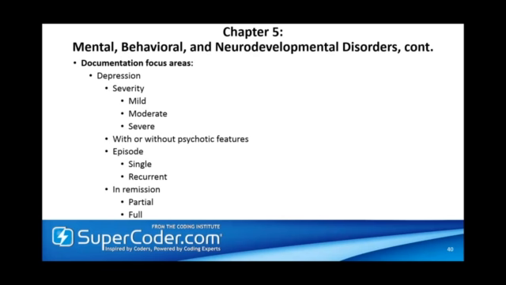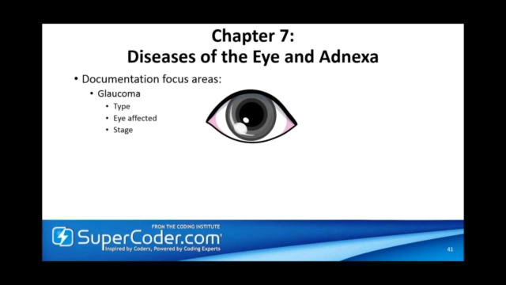In Chapter 7, Diseases of the Eye and Adnexa, for glaucoma, pay attention to the glaucoma documentation requirements. You'll need 3 pieces of information. 1, the type of glaucoma. Open-angle glaucoma is the most common type. Angle closure glaucoma is also called acute or chronic angle closure or narrow angle glaucoma, which is less common.